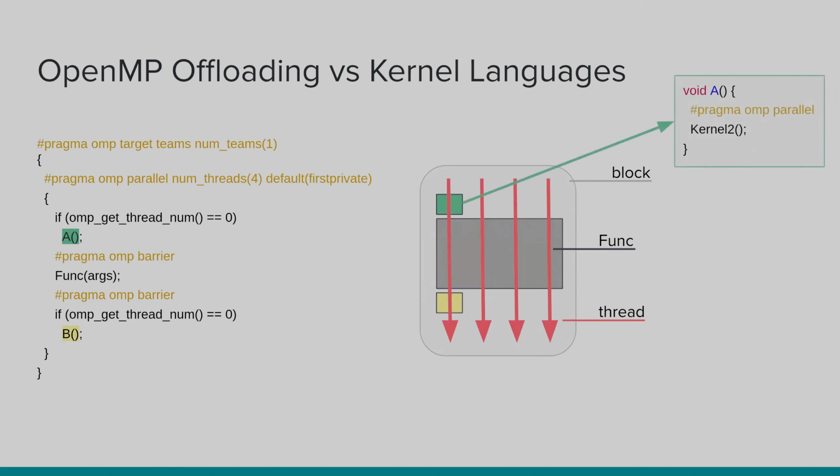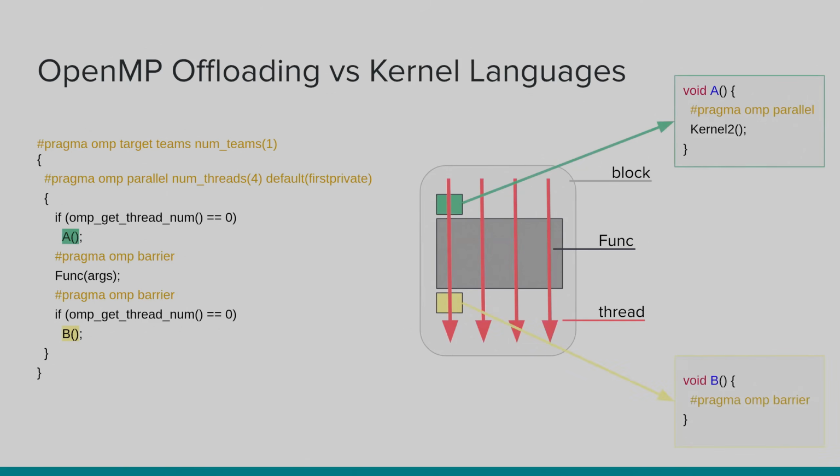So if the green part, for example, contains a parallel region, your behavior will change. And not only will it change, it will probably not be what the user wanted, because now this kernel 2 is not executed in parallel at all, because all the threads are busy waiting at the barrier.